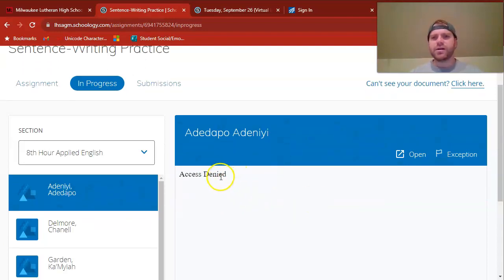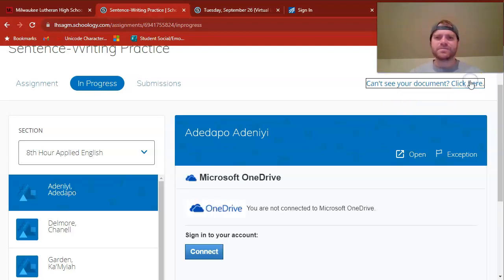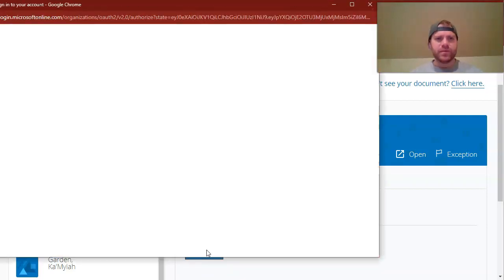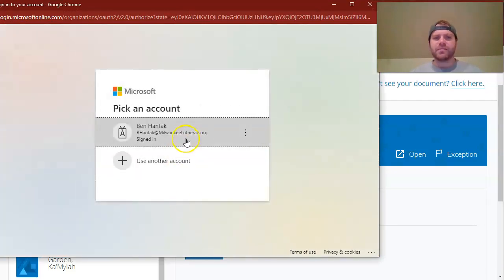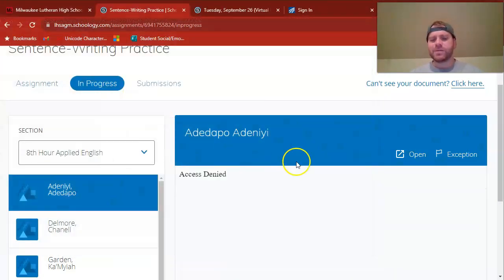I'm not sure what that is all about, but something that I would encourage you to try is there's this button that says can't see your document, click here. From there, it will give you a button that allows you to reconnect to your OneDrive, to Microsoft. Some of you may need to do that in order to get into your document. And then I click connect. Now I'm signing into mine right now, so I don't know if this will fix my problem with being able to see it. It doesn't, but I'm curious if on your end that fixes the problem.